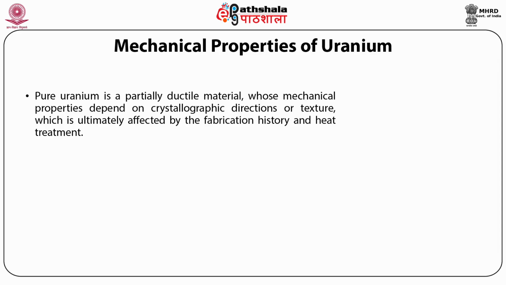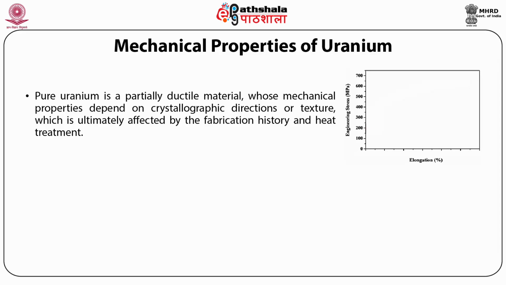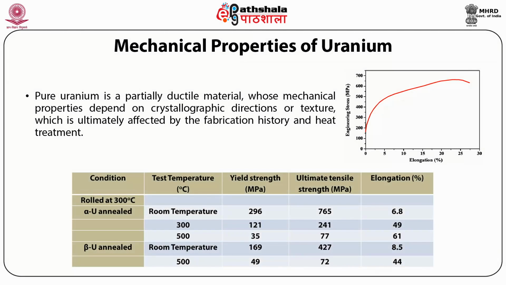The tensile strength and modulus are sensitive to impurity atoms such as carbon, fission products, and alloying elements. The figure shows a typical stress strain curve of uranium, and the below table shows that the tensile strength decreases precipitously with temperature.